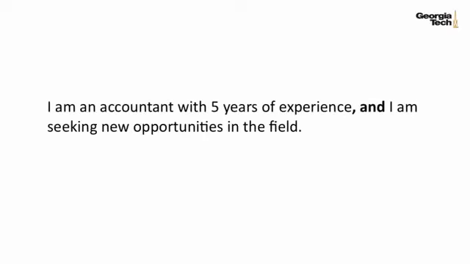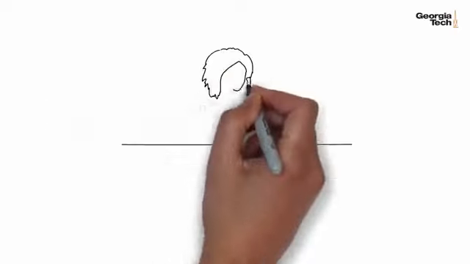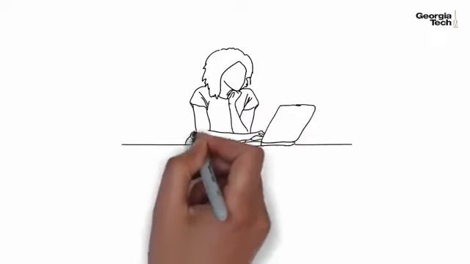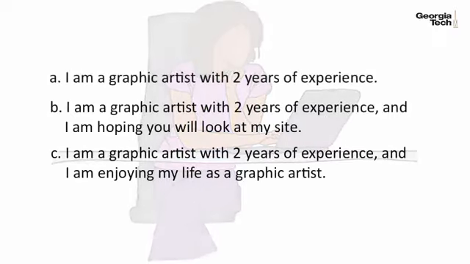So, we've looked at 2 short sentences so far. But to make your writing look a little more sophisticated, let's combine them into one. The easiest way to do that is by using a comma and the word and. Your new sentence should look like this. I'm an accountant with 5 years of experience, and I'm seeking new opportunities in the field. Let's say you're a graphic artist and want to connect with others. Which would be the best choice for your first sentence?